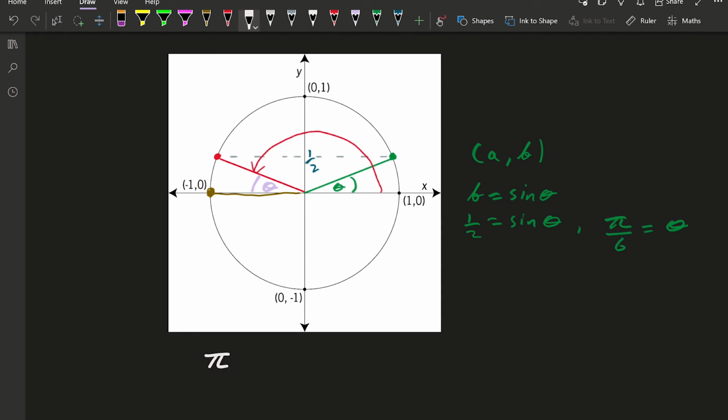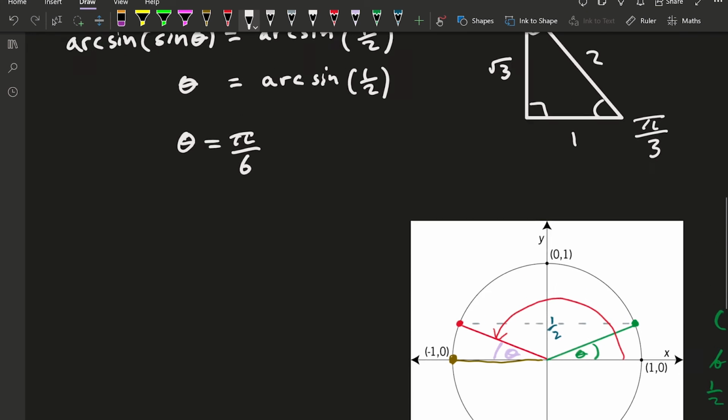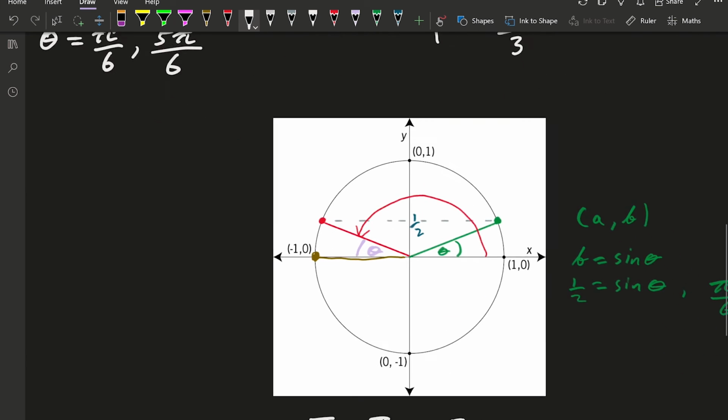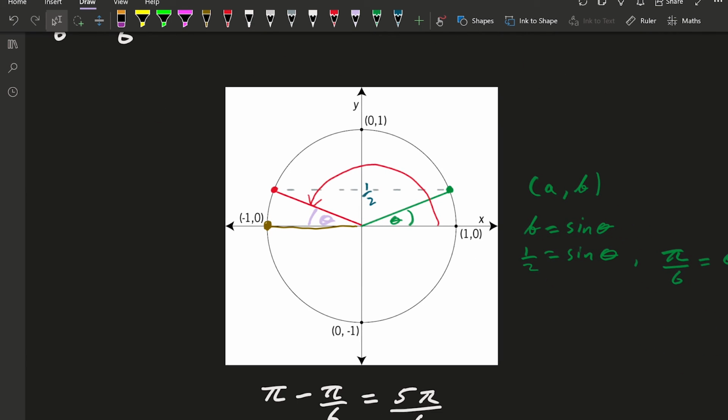So pi minus theta, which we know is pi over 6, equals, when you get common denominators, 5 pi over 6. That's the other angle we're looking for. So theta equals pi over 6 and 5 pi over 6. And you can see why this has two solutions, because there are two angles that will have the same y value. In other words, two angles for which the sine of those angles each give 1/2.